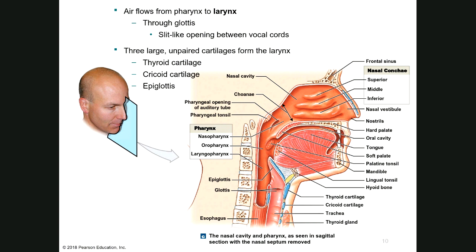The airflow goes from the pharynx to the larynx through the glottis, a very important passageway. This is a slight opening between the vocal cords.